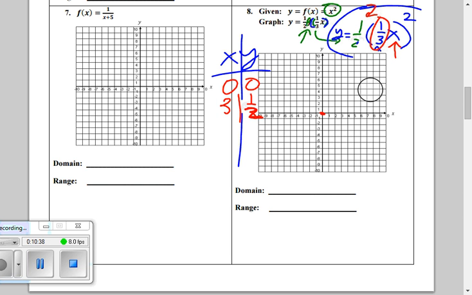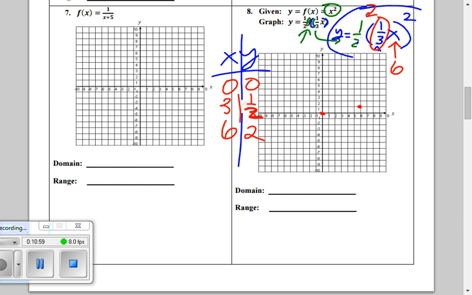6 is a good choice. Stick in a 6 right here, and a 6 on my chart. Half of, no, 1/3 of 6 is 2. 2 squared is, say it. 2 squared is 4, and then 1/2 of the 4 is 2. There we go. So 6 comma 2 is on my graph.